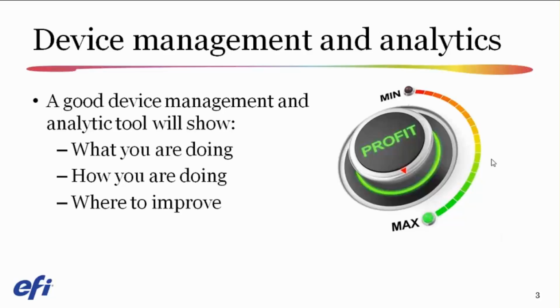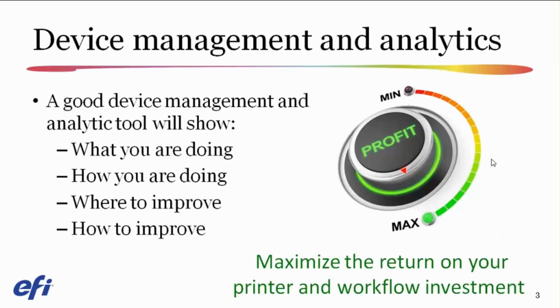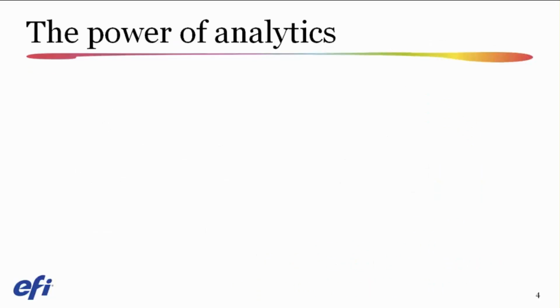Importantly, where to improve. We'll talk about that as we go, but it's not only how am I doing, there's sometimes you can get information to say, well, you could be doing better here. You're not making as much money as you should. Production is dropping off, but where do I start? And then how do I do that? What are the steps that will help me? All of this we're going to talk about with an eye towards maximizing the return on your printer and workflow investment. So let's move on.